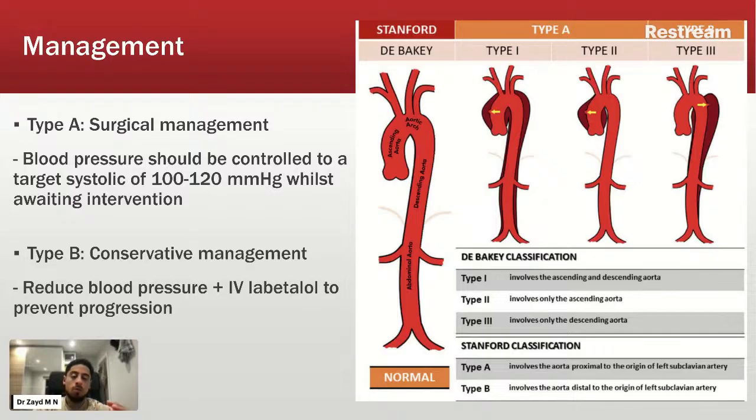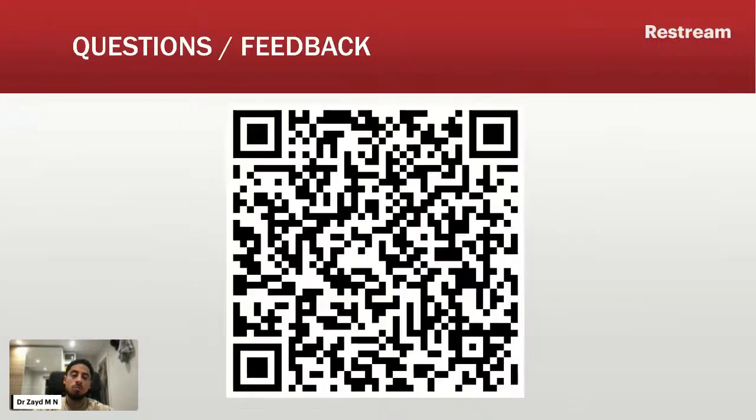Anything that's type A, meaning it's proximal to the left subclavian, should be managed surgically on an emergency basis, and you control blood pressure with fluids and or blood transfusions if needed. Type B can oftentimes be managed conservatively using blood pressure reduction. Oftentimes you can give IV labetalol if it's an emergency, and you prevent progression by keeping blood pressure well controlled.